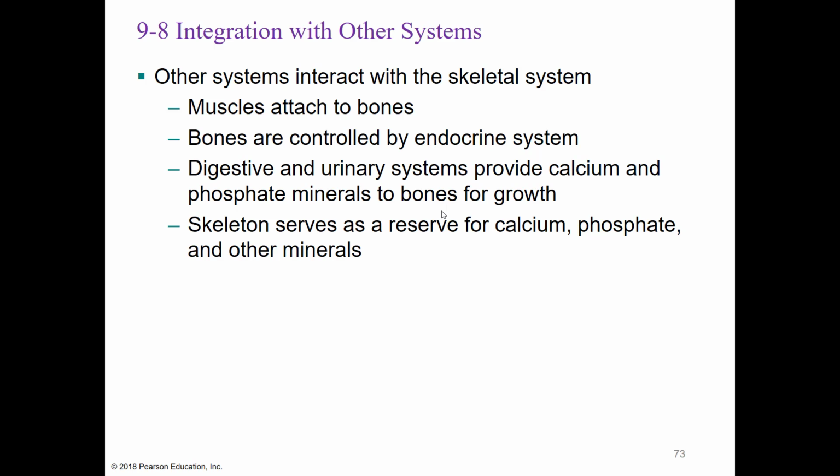There are other systems that interact with the skeletal system. We're getting ready to head into the muscular system next. Muscles attached to bones. Bones are controlled by the endocrine system. Digestive and urinary systems help provide calcium and phosphate so that we can have enough of those things for our bones to grow. And the skeleton is a rich reserve for calcium, phosphate, and other minerals that we store in the skeleton.